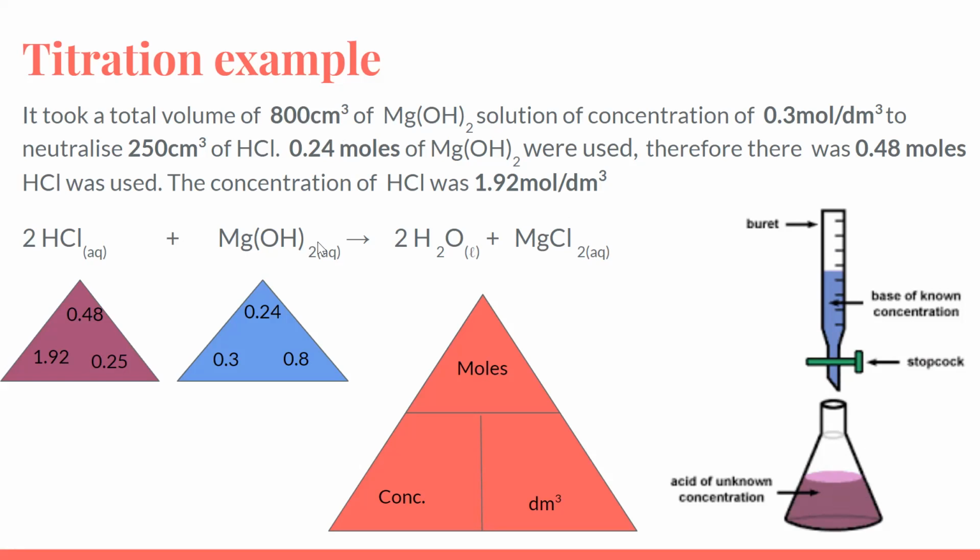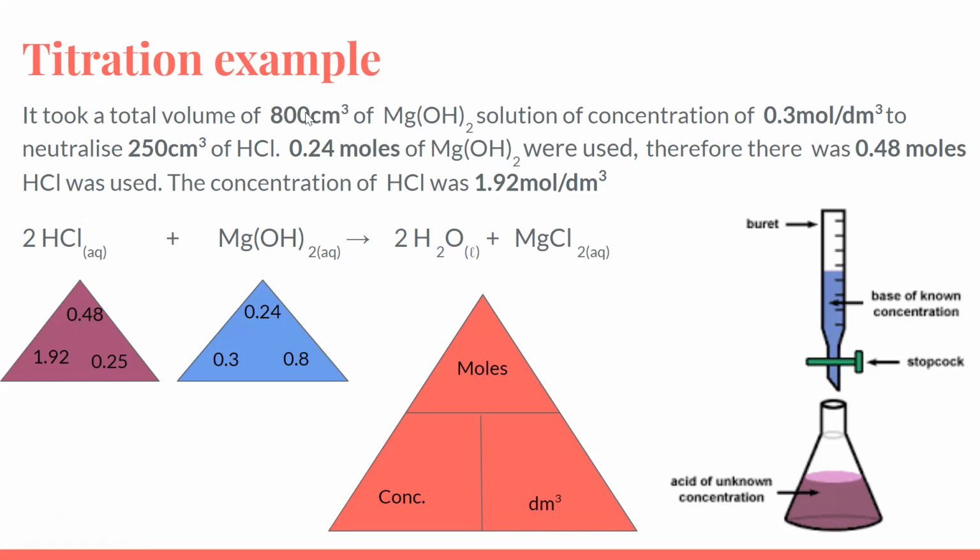0.24 moles of magnesium hydroxide were used. Therefore, 0.48 moles of hydrochloric acid were used, because we could see that the ratio is 1 to 2. So if 0.24 moles of magnesium hydroxide was used, then 0.48 moles of hydrochloric acid was used. The concentration of HCl was determined to be 1.92 moles per dm³, or some people would say 2 moles per dm³. So let's see how we got that.